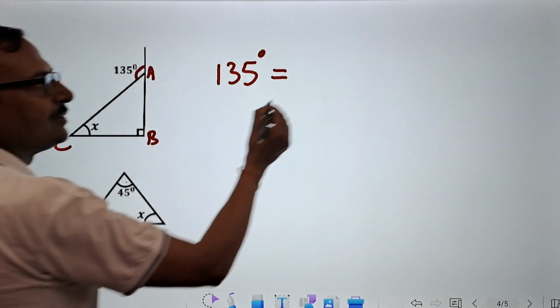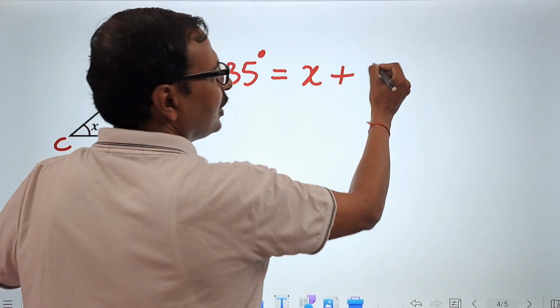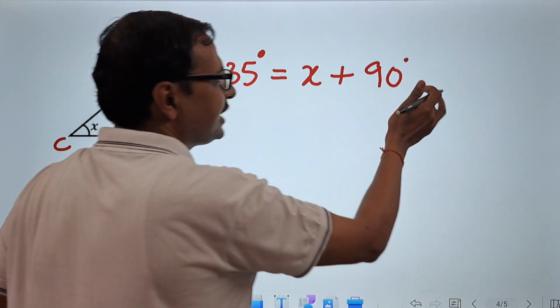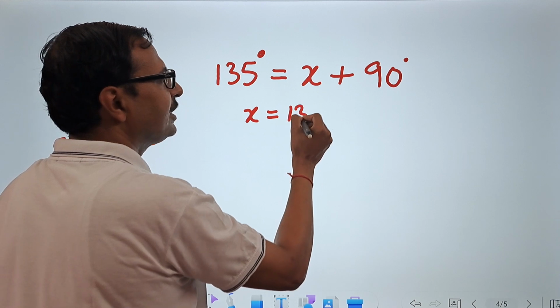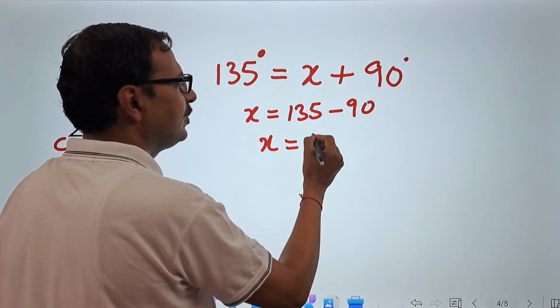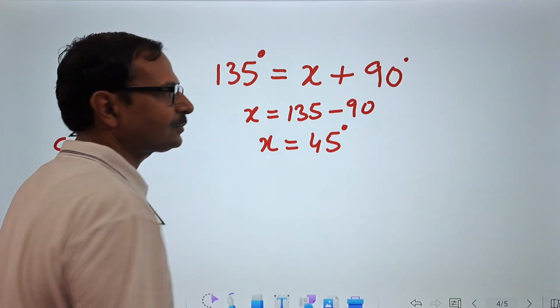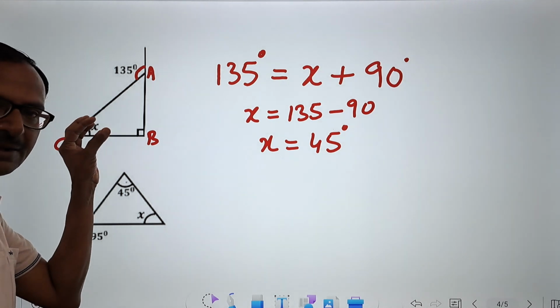Here we have X and here we have 90 degree. So this is called the exterior angle property. And very simple, if you want to find X from here, 135 minus 90, that means the value of X will be 45 degree. So the exterior angle property helps us in finding some of the interior angles.